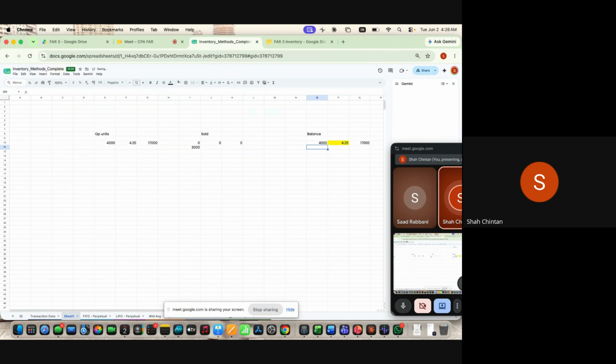अब कुछ पूछ रहे हो? No. Okay, so what is the units on your hand? 1000. Now let's say if I say I'm using FIFO, I still value at 4.25. I say LIFO, I still value at 4.25. I say weighted average, I still value at 4.25. So what is the value of inventory? 4250 at the end of this transaction. Yeah, that clear? Yes. Okay.